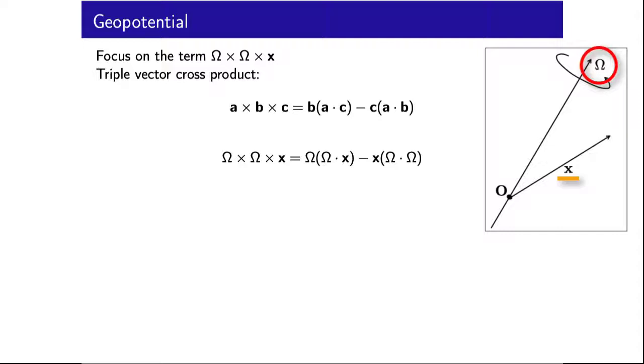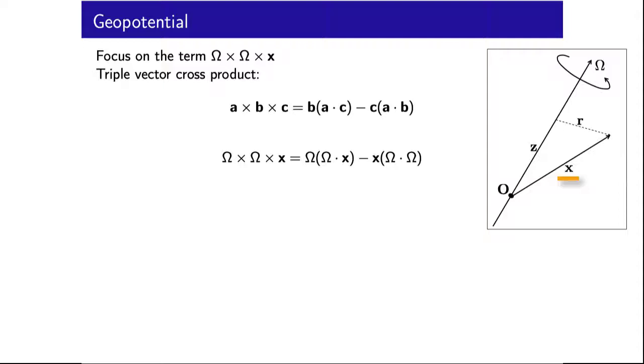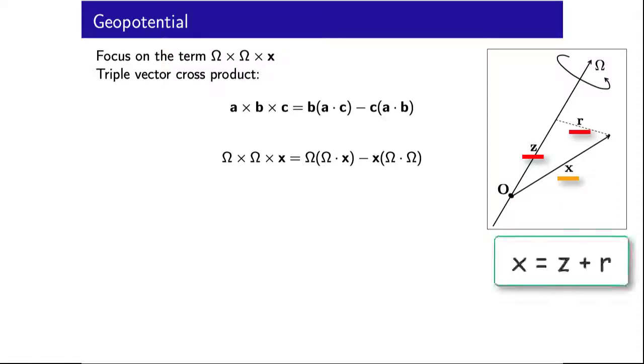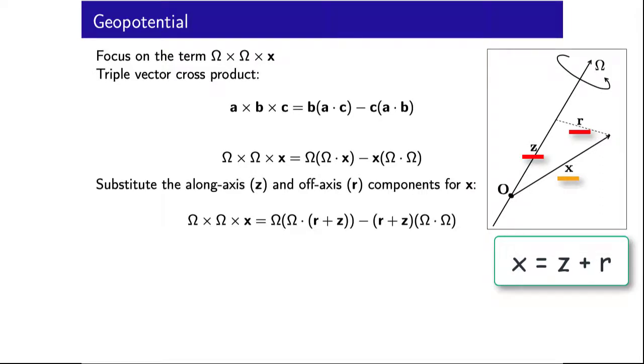Cast in terms of the rotating reference frame, x consists of a component that is along the axis of rotation, z, and a component that is perpendicular to the axis of rotation, r. It is useful to make the substitution for x with z and r.